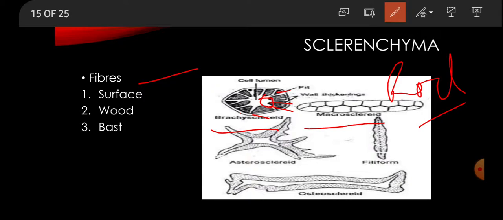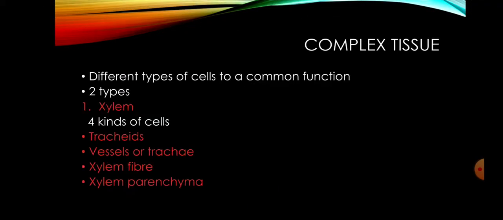Next is osteosclereid. These are bone shaped, so these are called osteosclereids. Example is the leaf of Hakea, which you need not remember that much. And next, asterosclereid, and the other is filiform sclereid. So these are the types of sclereids present in the plants. Now we have completed simple tissues.